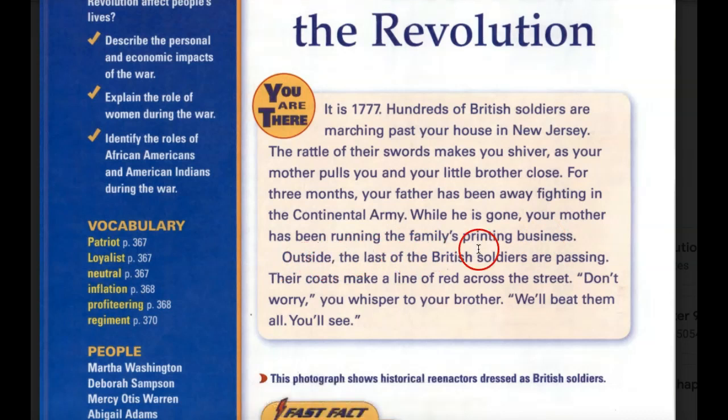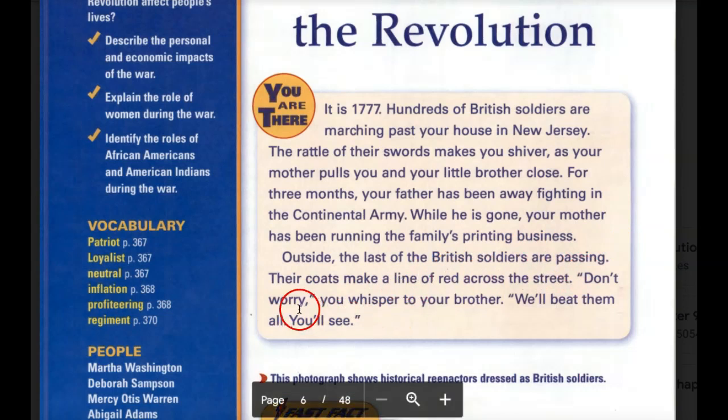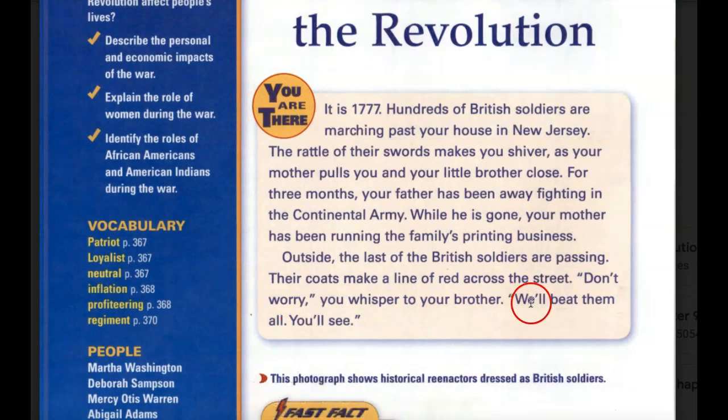Outside, the last of the British soldiers are passing. Their coats make a line of red across the street. "Don't worry," you whisper to your brother. "We'll beat them all. You'll see."